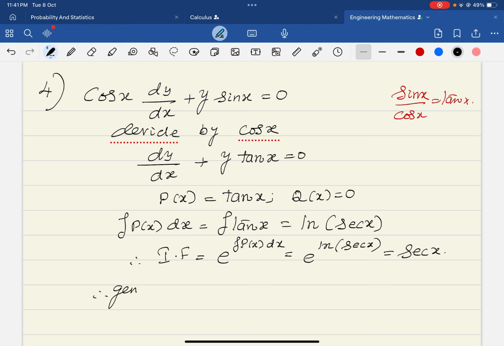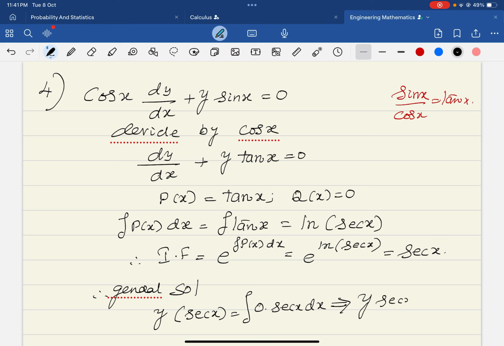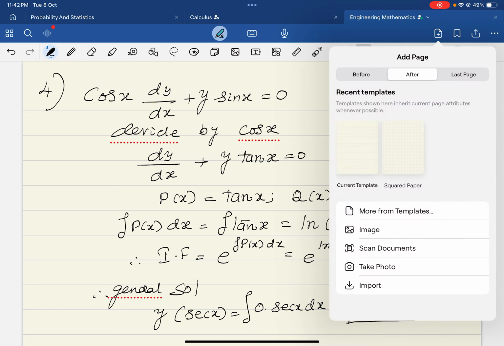Therefore, now we have to write down the general solution. What is that? y into the integrating factor secant x is equal to the integral of q, which is 0, into the integrating factor secant x dx. This whole thing becomes anyhow 0. So, the general solution is y secant x is equal to 0 plus c. So, this is the solution. The integral plus the constant, right? So, this is the solution you have to get.